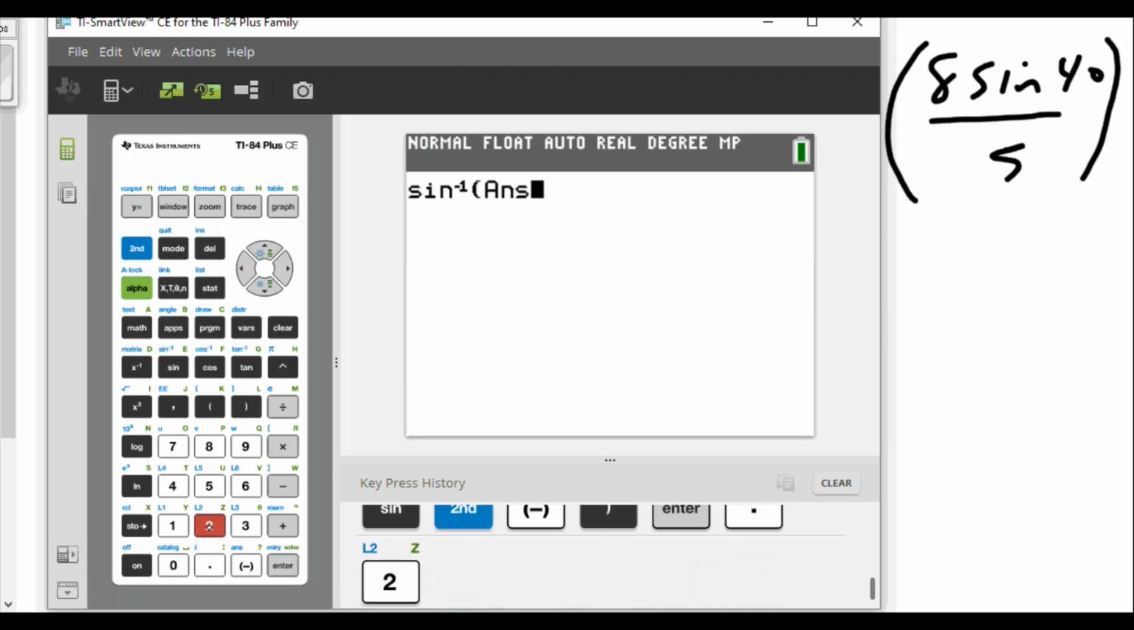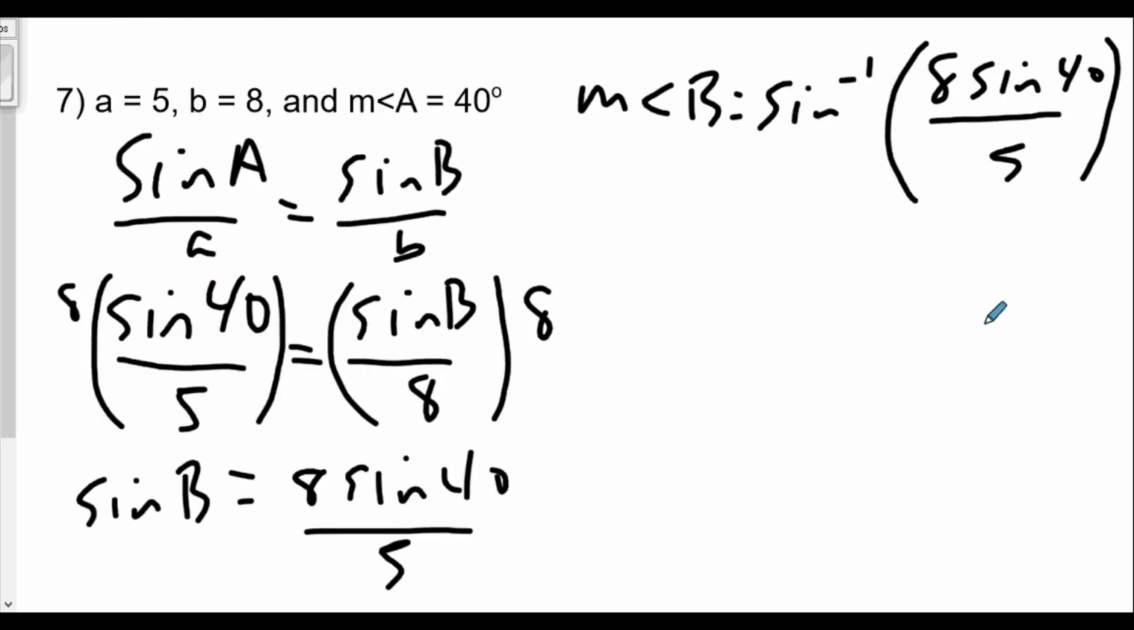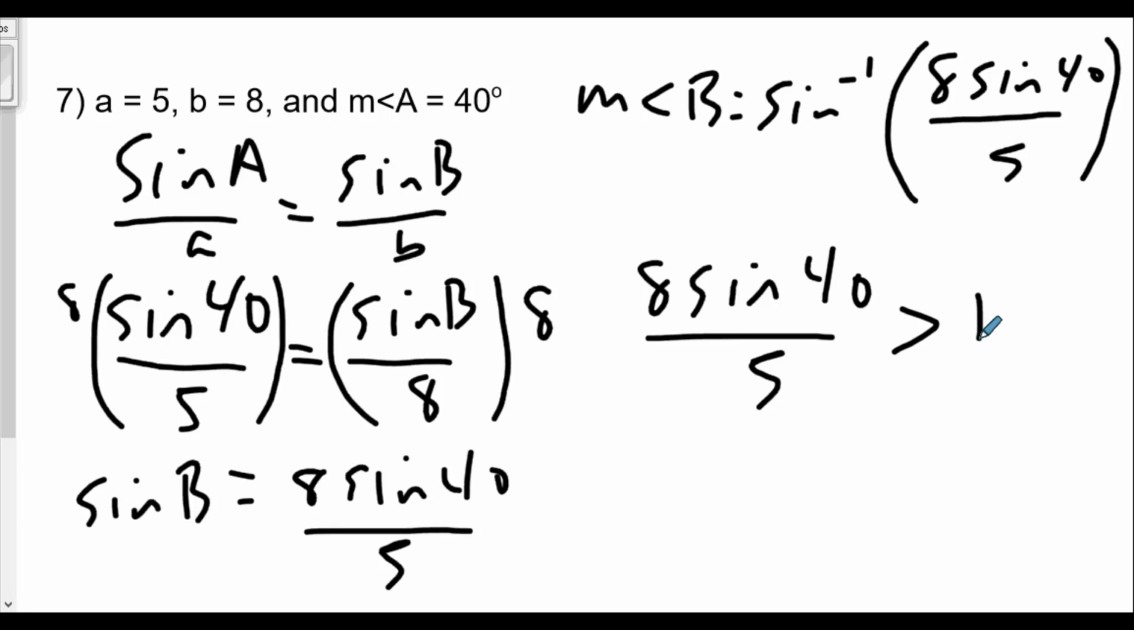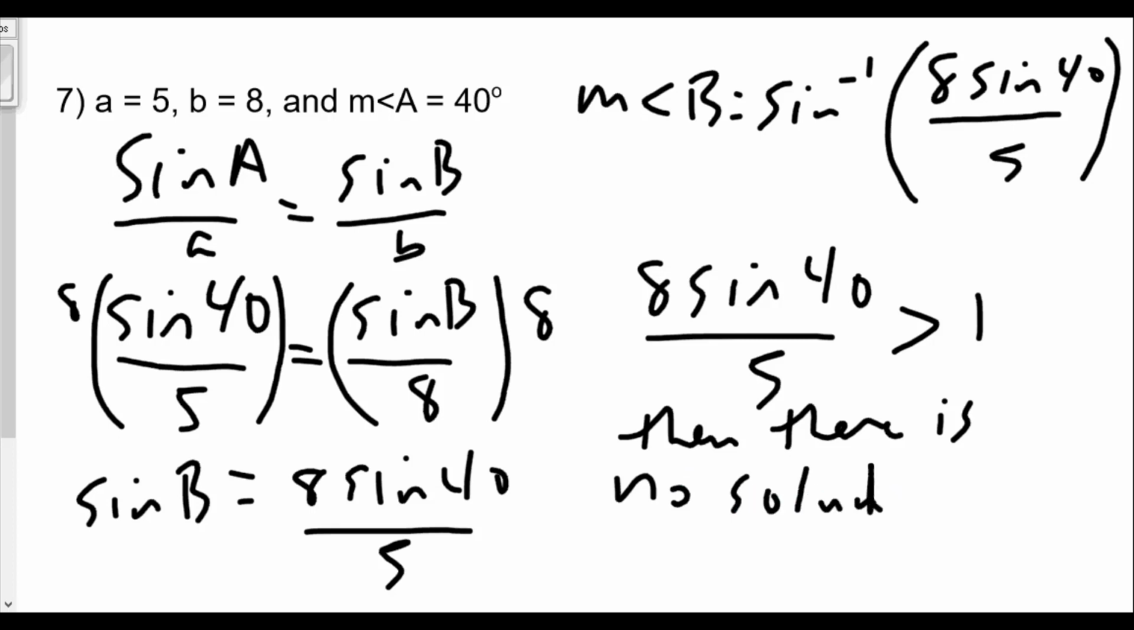Well, what does that mean? Okay, so let's go back to this whole idea. If, in this case, the inside number here, 8 sine of 40 over 5, is greater than 1, then there is no solution, because the value you are allowed to work with for the sine has to be between 0 and 1. It cannot be greater than 1.